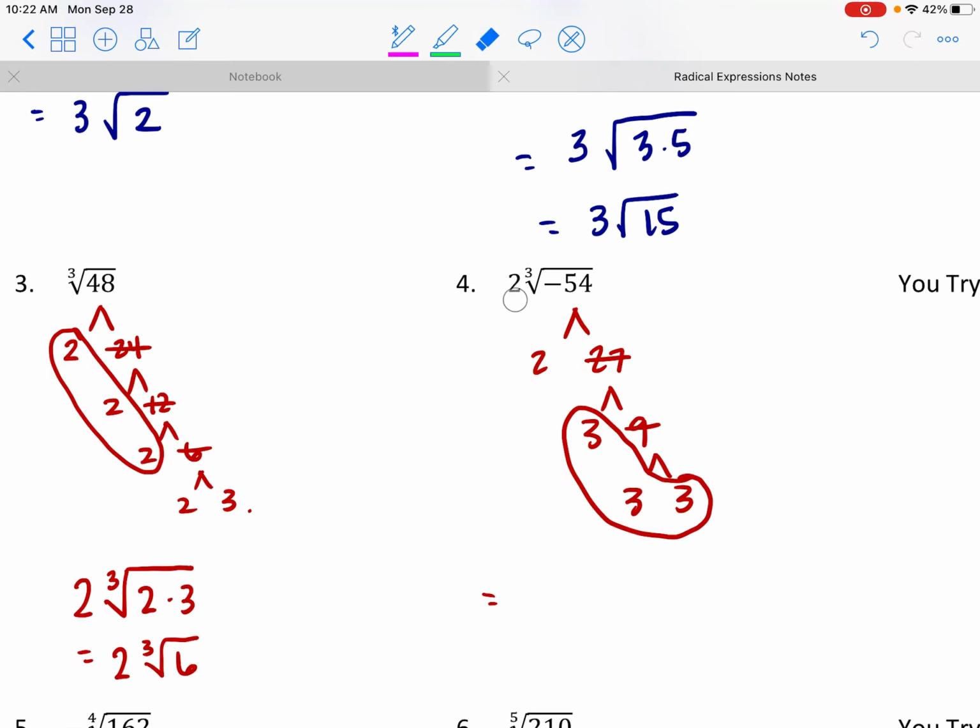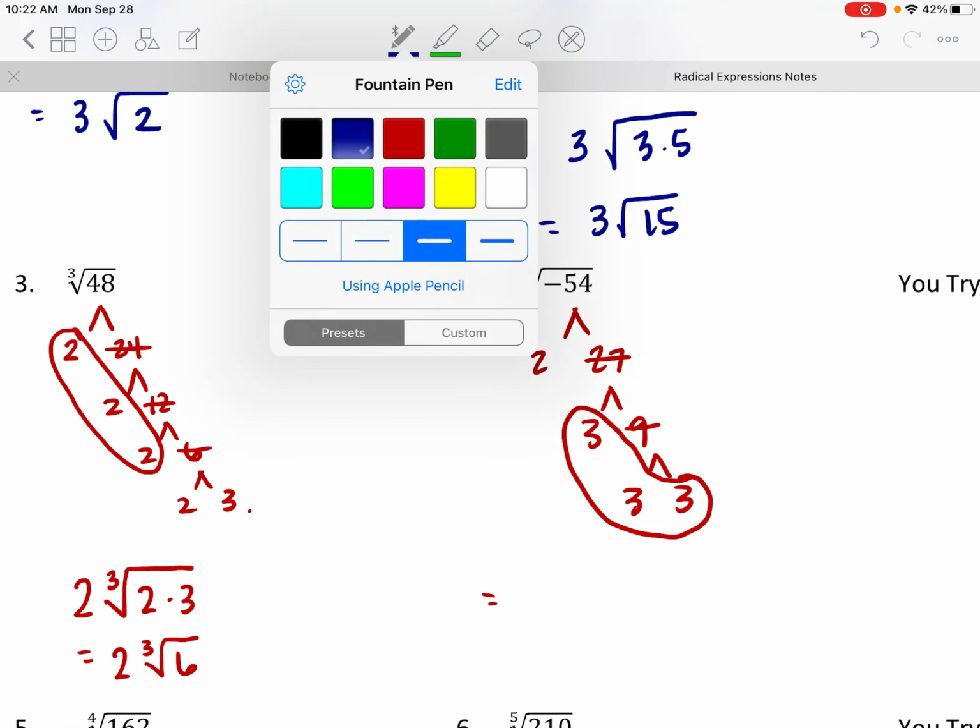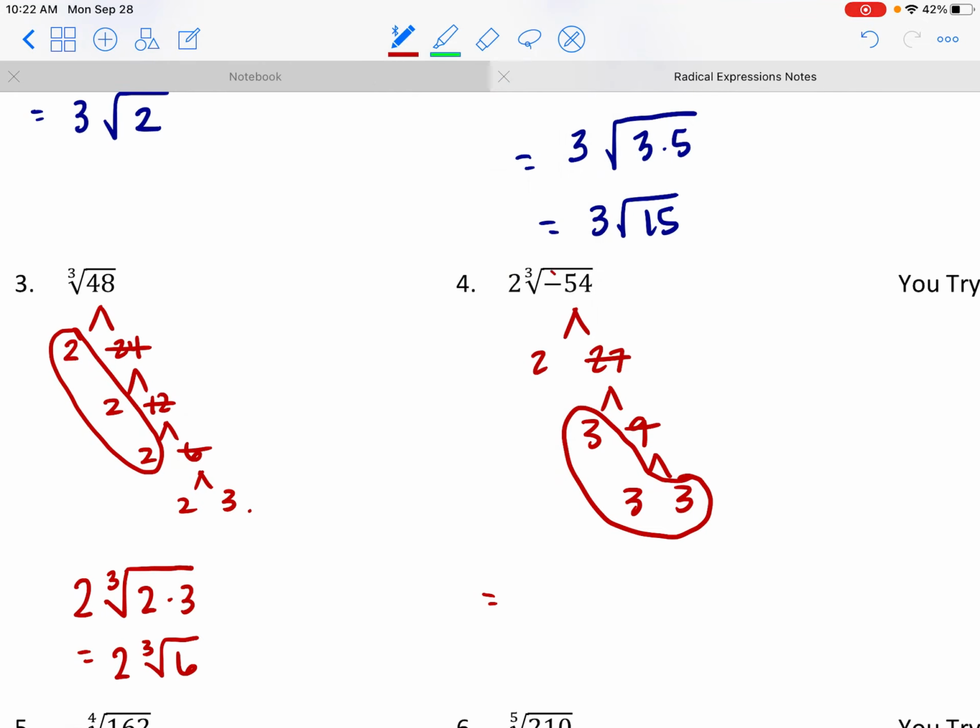So we have on the outside of the radical, this negative can come out, so a negative here. And on the outside of the radical, there's a 2, which I still want to be outside. And now, because this group of 3's got circled, a 3 comes out. And then left over in the cube root is just the 2. So this final answer becomes a negative 6 cube root of 2.